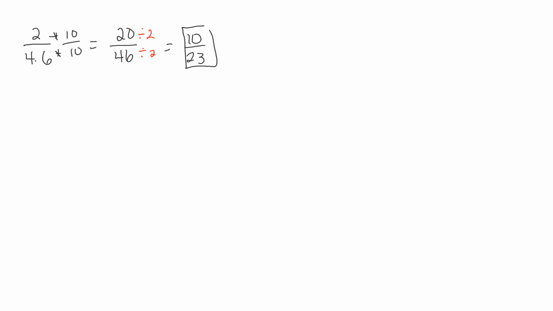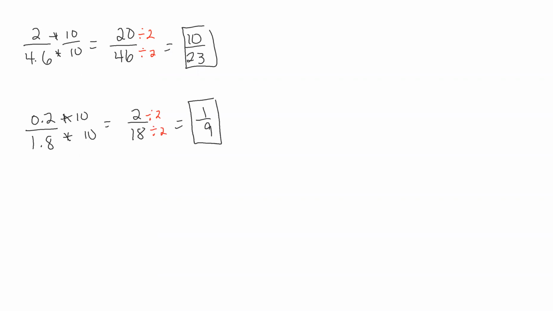Okay, let's look at 0.2 over 1.8. All right, so we've got 1 decimal place in the top and the bottom. So we multiply by 10. So it's going to give us 2 over 18. Well, 2 and 18 are both divisible by 2, so I'm going to divide by 2, top and bottom, and that's going to give me 1/9. Again, if you don't believe it, check 0.2 divided by 1.8, 2 divided by 18, 1 divided by 9, you'll get the same value.